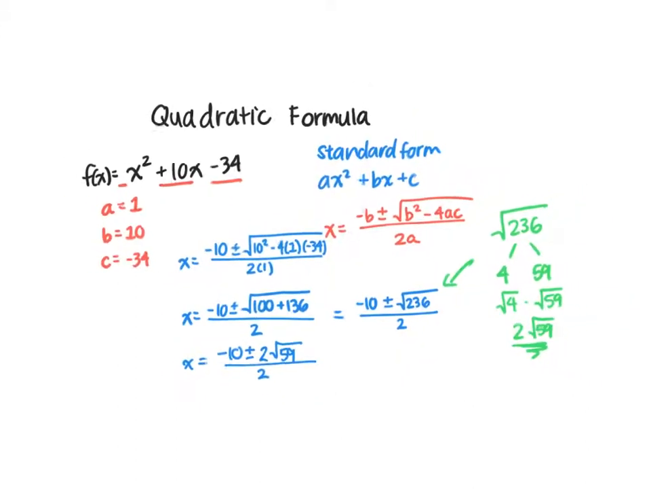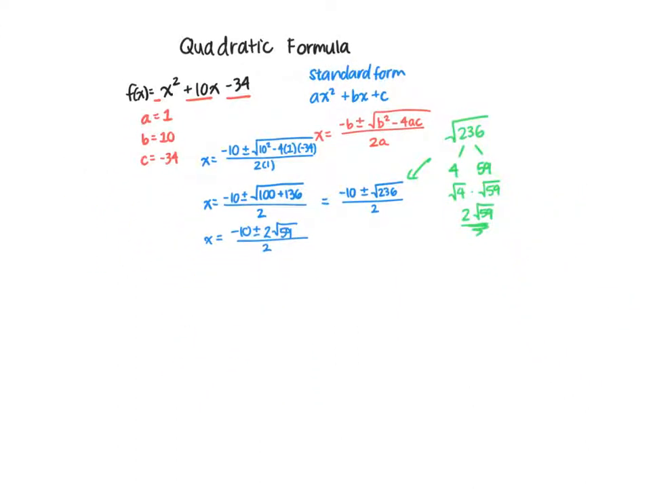Our two answers then are x equals negative 10 plus 2 radical 59 over 2, and x equals negative 10 minus 2 root 59 divided by 2. Okay, these would be our two roots. Remember, it's a quadratic, so every quadratic has two roots.